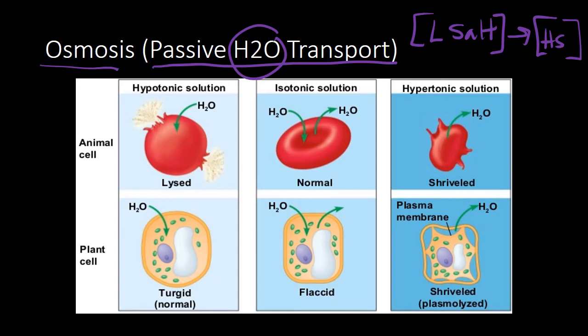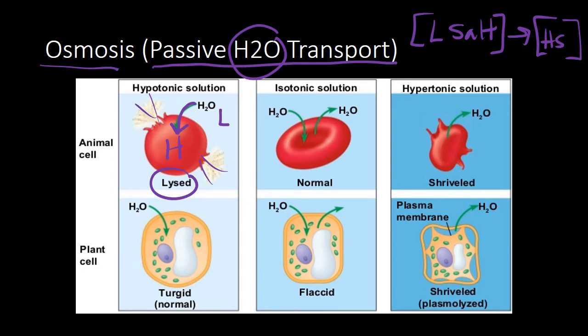So let's look at an example. If the outside of my cell has low salt or sugar, the inside has high salt or sugar, water will move to where there's high salt. So it will move in. If too much water moves in, my cell will eventually get so large that it will burst or break. We call that lyse. So the word lyse means burst or break.